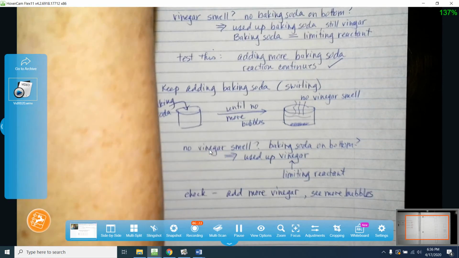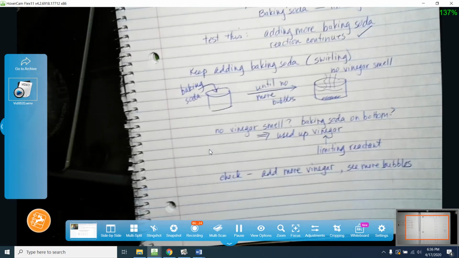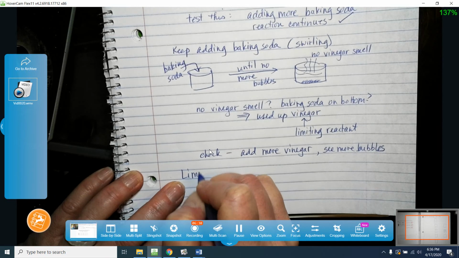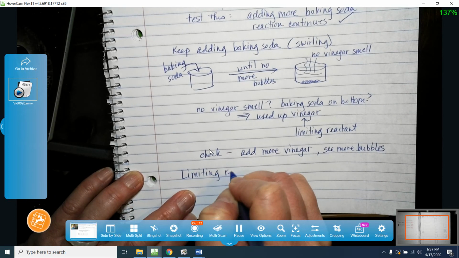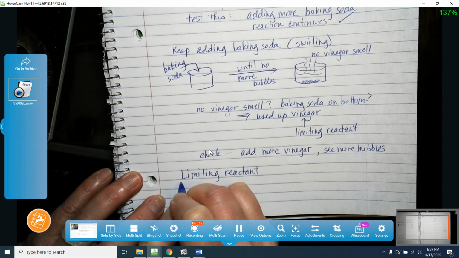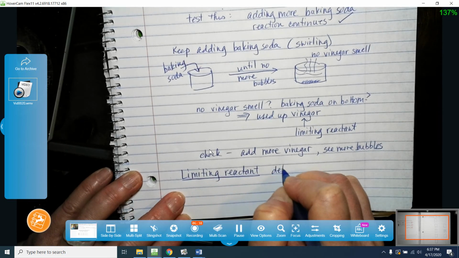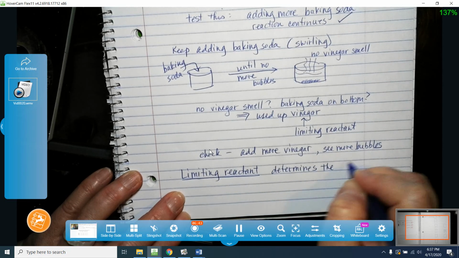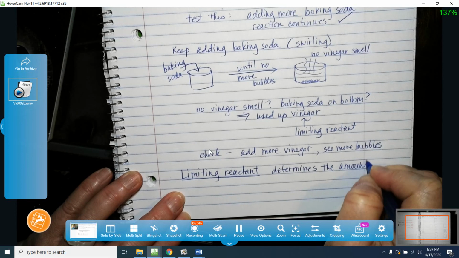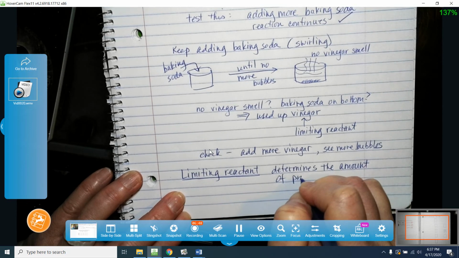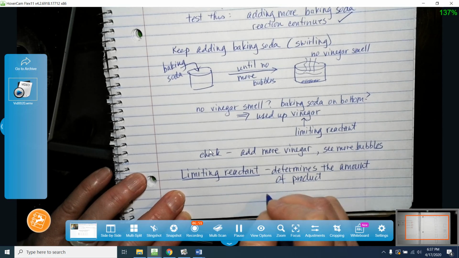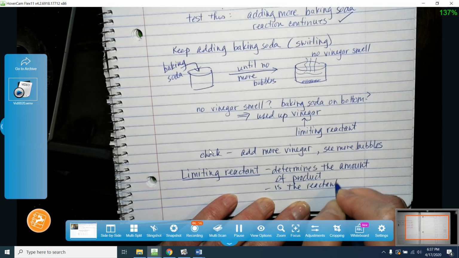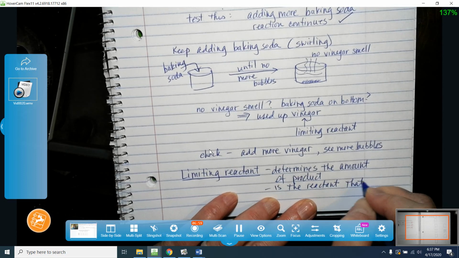Alright, so what does that mean for chemistry? Okay, the limiting reactant, so this is a term you need to know, determines the amount of product and is the reactant that runs out.